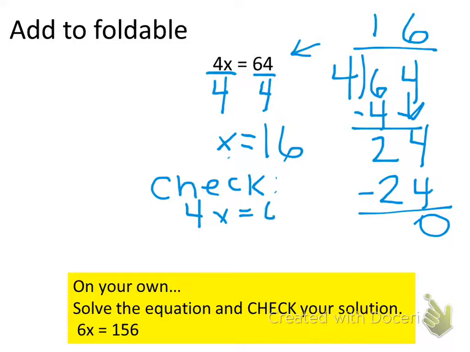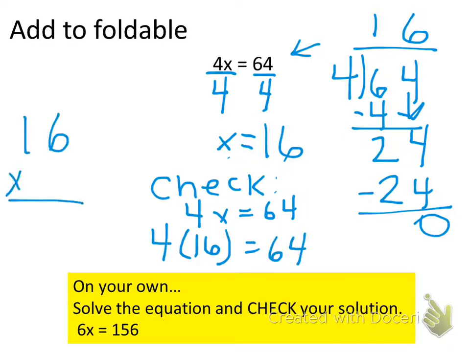4x equals 64. We're going to evaluate this equation when x equals 16. Four times 6 is 24. 4 times 1 is 4, plus 2 is 6. So we have 64 equals 64, and we know our answer is correct. So we can put a smiley face.